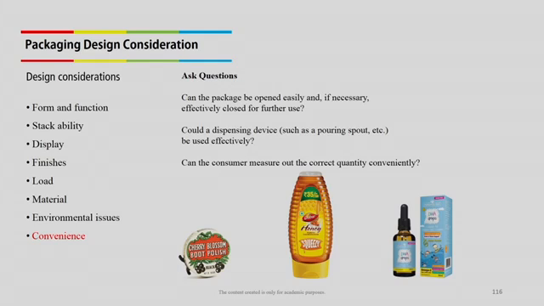So, in this particular product, cherry blossom boot polish, the clip is designed in such a way that if you rotate it, the can be easily opened. Designer should ask, could a dispensing device such as a pouring spout etc. be used effectively? For example, when we are purchasing oil in pouches, we have to pour it in a plastic container. At that time we need a funnel or other means.